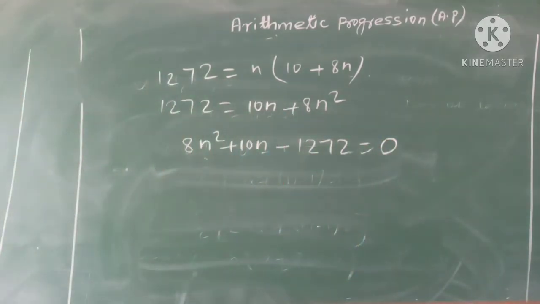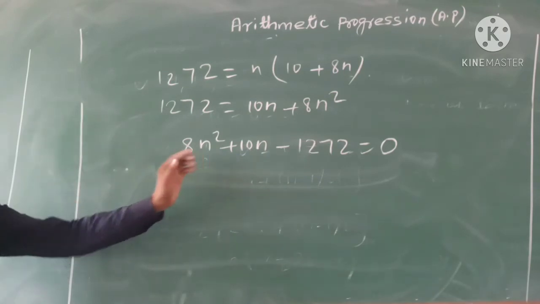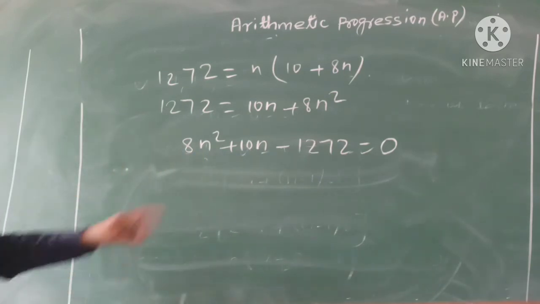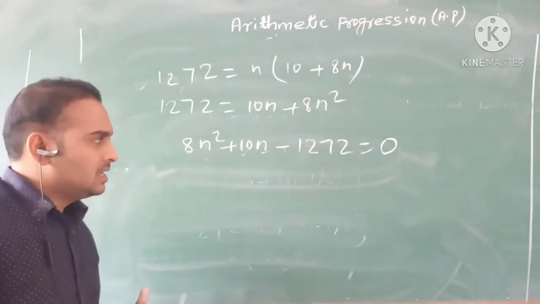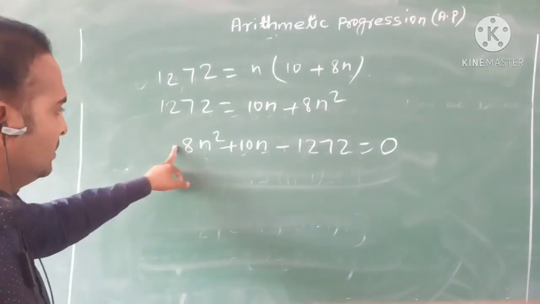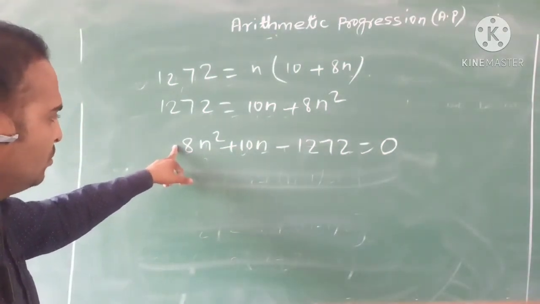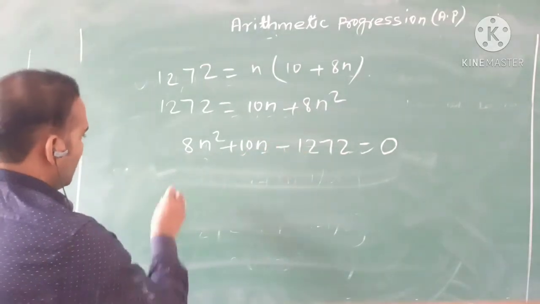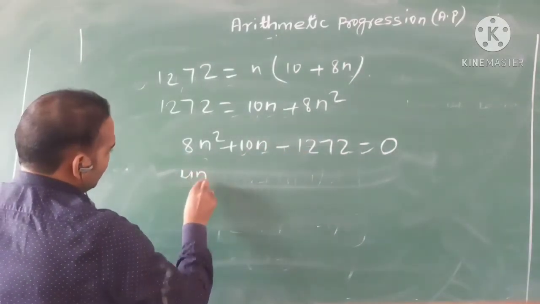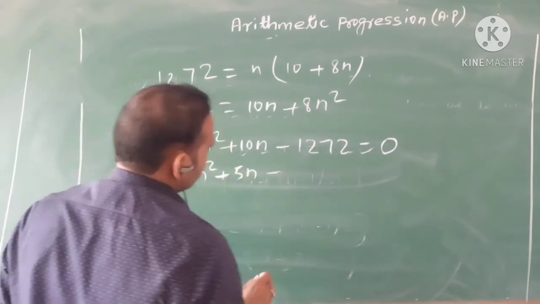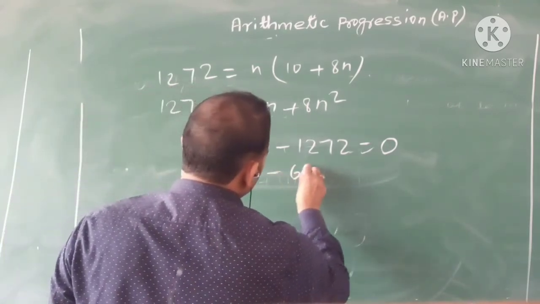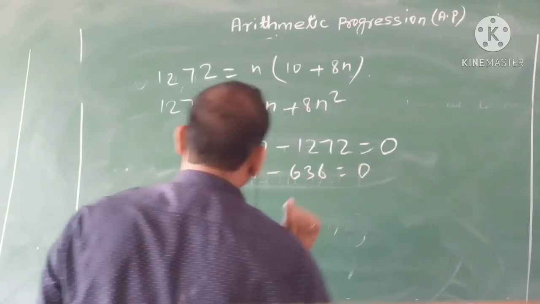And which type of equation is it? It is a quadratic equation because the degree is 2. And how to solve? By middle term factorization that we have read earlier. One thing we can do, we take common 2, dividing by 2: 4n square plus 5n minus 636 equal to 0.